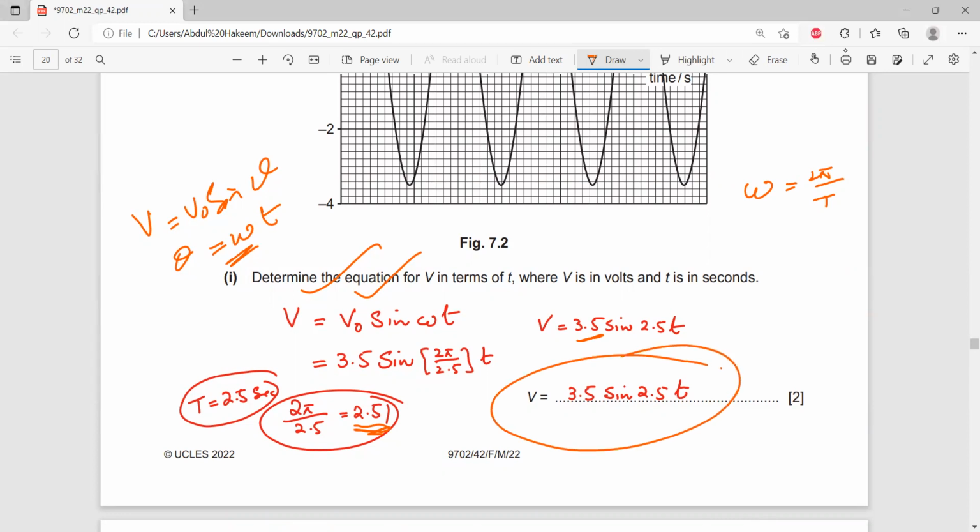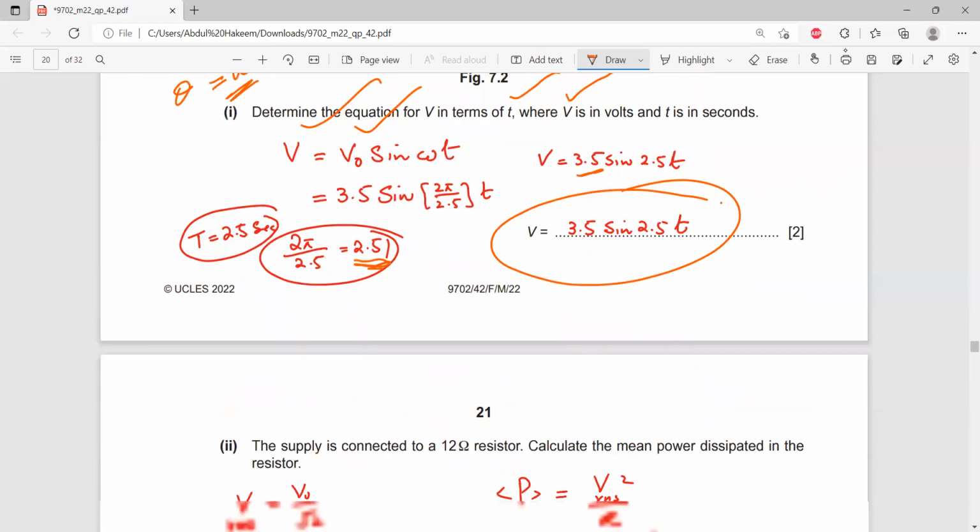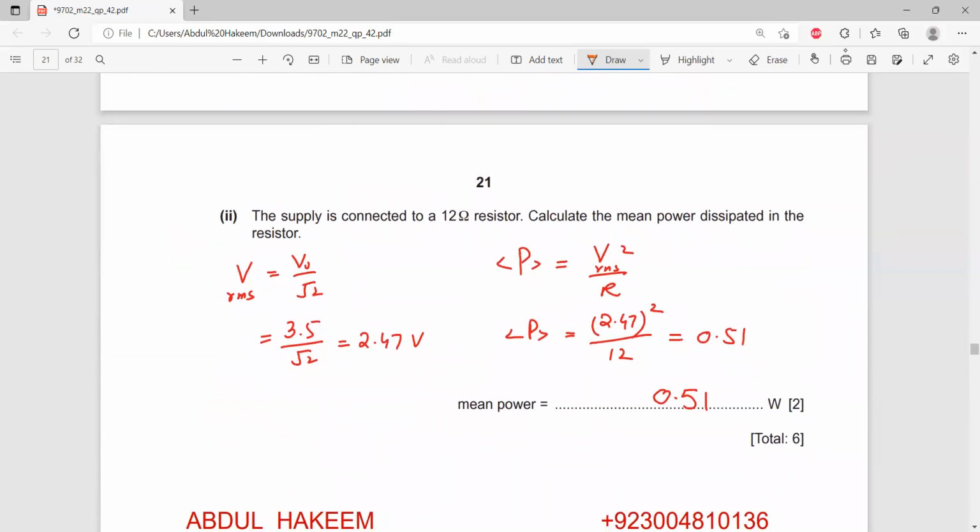So this is the equation, because we have to write this in V and in terms of the t, meaning V naught is required numerically and this omega is required numerically. Now the next part is the supply is connected to a 12 ohm resistor. Calculate the mean power. And the mean power is due to the RMS voltage and RMS current. So for the mean power, we will use the RMS voltage square divided by R, because the power is equal to V square by R.